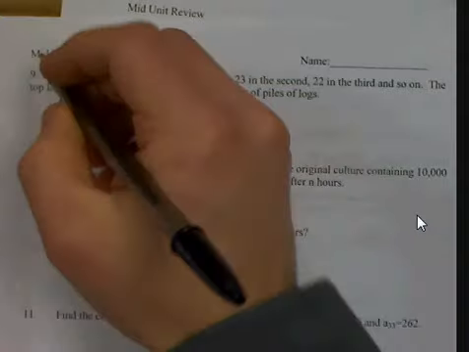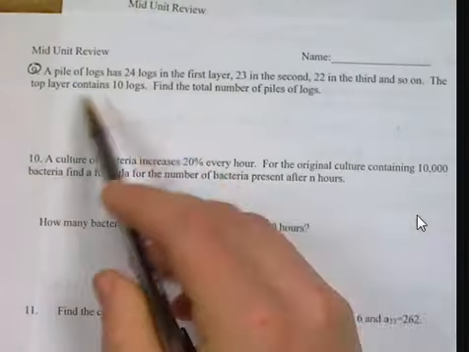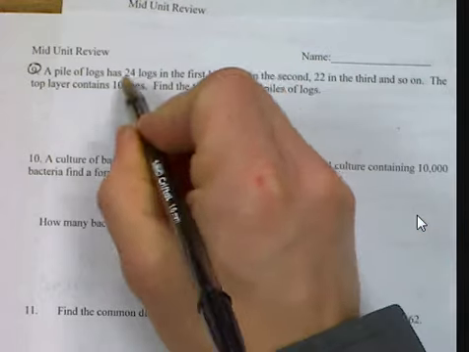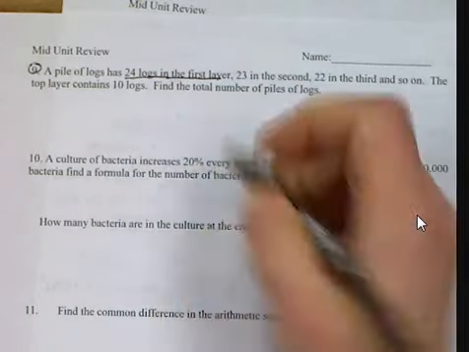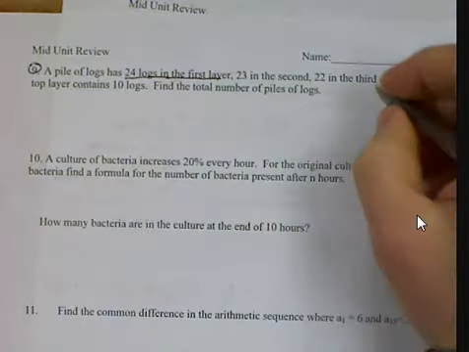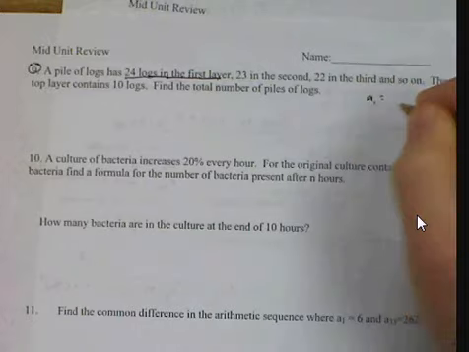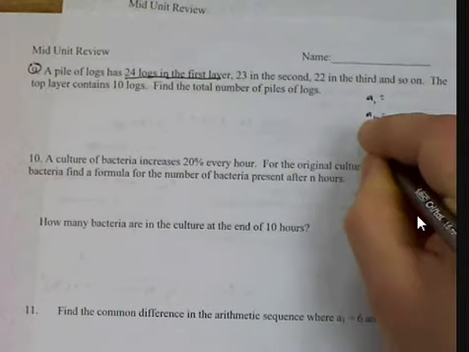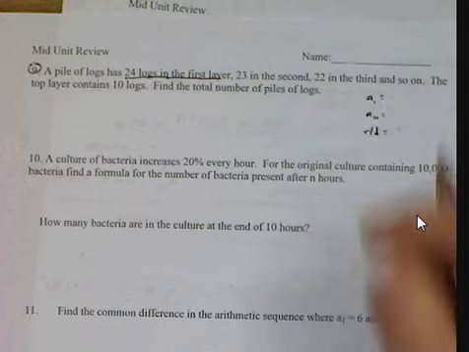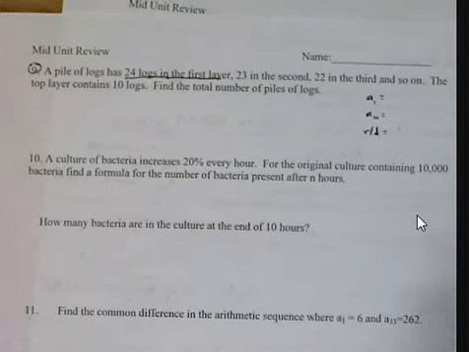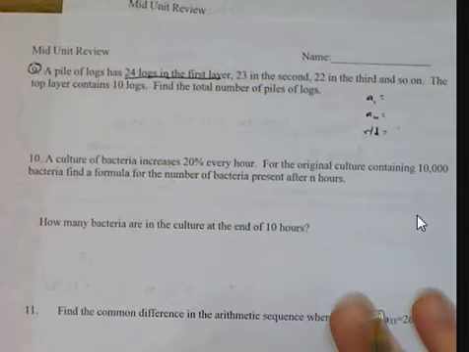So we're going to look at another word problem, number 9. A pile of logs has 24 logs in the first layer. What you need to do when you do these word problems is identify all of the pieces of your sequences. So we have things like a sub 1, we might have an a sub n, we'll have either an r or a d, depending on if it's geometric or arithmetic. And then later on in the unit we might have a sum, but we're not worrying about that right now.